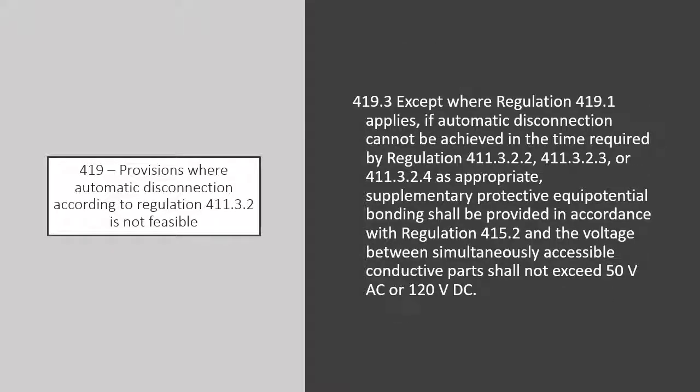419.3 says that, except where regulation 419.1 applies, ADS, if automatic disconnection cannot be achieved in the time required, then supplementary protective equipotential bonding shall be provided. So you may still see the requirements for supplementary bonding at this point. And the voltage between any simultaneously accessible conductive parts shall not exceed 50 volts AC or 120 volts DC.